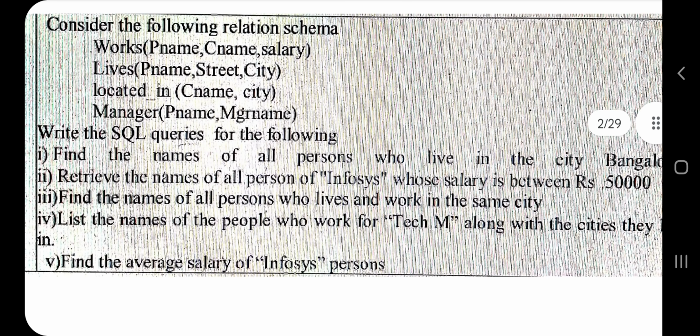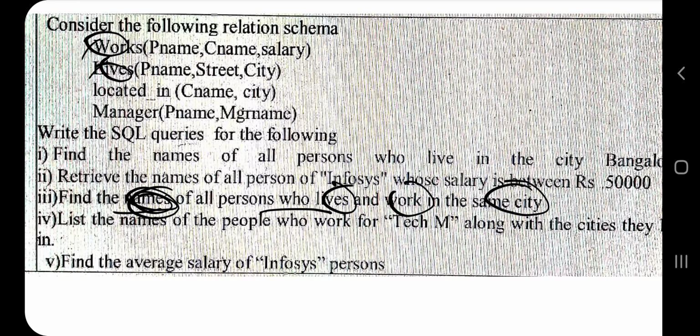In the third question, find the names of all persons. Find the names. Names means these two tables, who live and work in the same city. Here the city is the same, and since the city name is not here, through c name we have to find out which city it is located in. So we need these three tables.